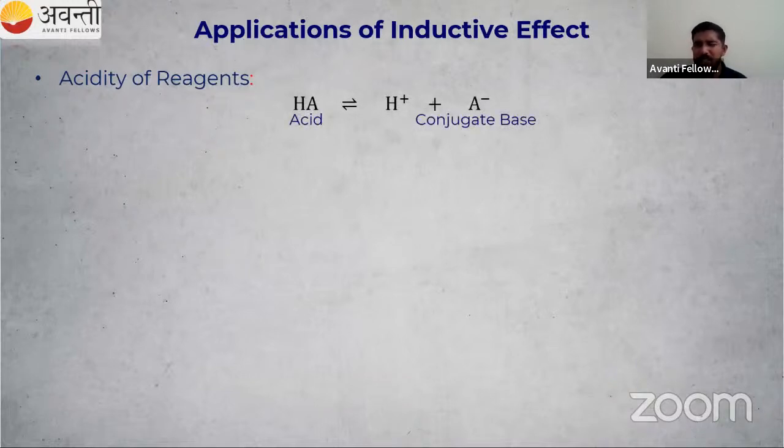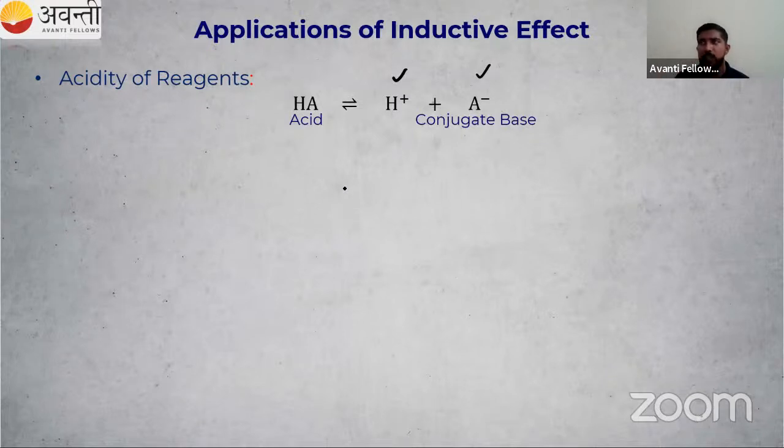Then one more application. There are so many applications, and some we will study next year. So we will study some of them now. The acidity of reagent. We have an acid HA, just a representation. Acid means it will release H plus, right? So H plus is formed, then A minus is formed. Again, the chapter is equilibrium. The acid gives H plus and an anion A minus is formed, which we call the conjugate base. You will study that.